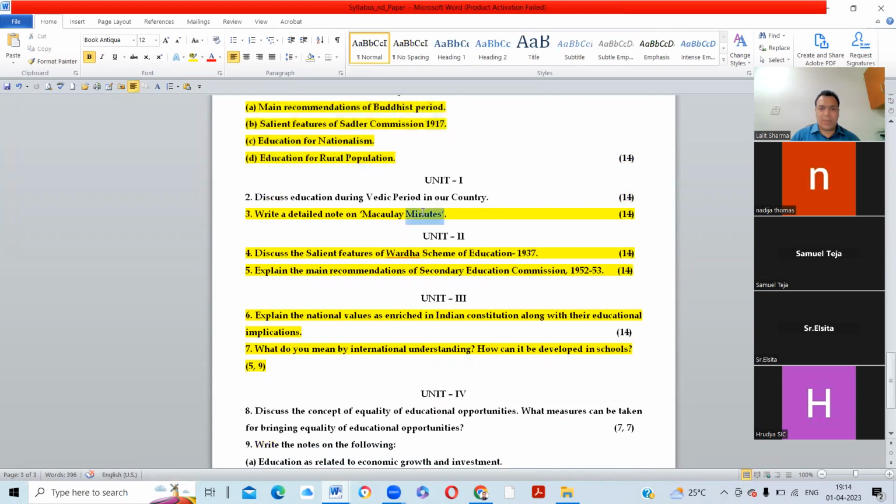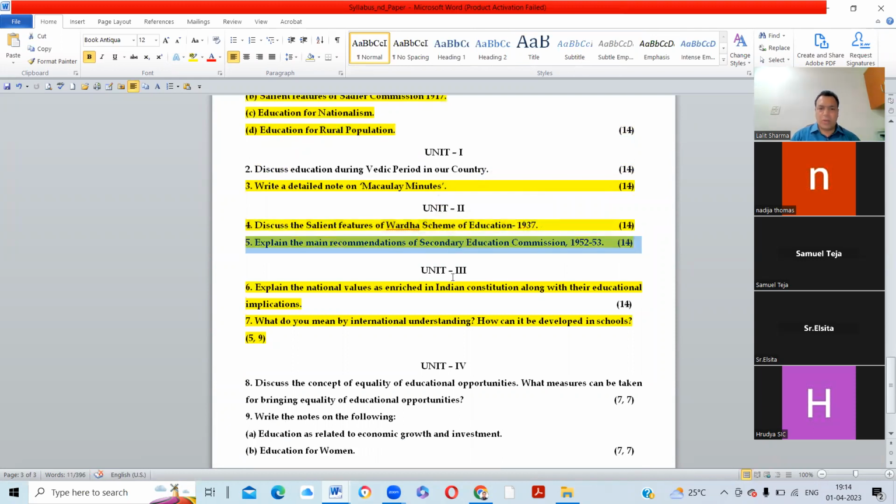In Unit 1 we discussed Macaulay's Minute. In Unit 2 we talked about the Wardha Scheme of Education, then the Secondary Education Commission. And in Unit 3 we discussed the 6th question, national values as enriched in the Indian Constitution. Now we are talking about the 7th question also. What do you mean by international understanding?